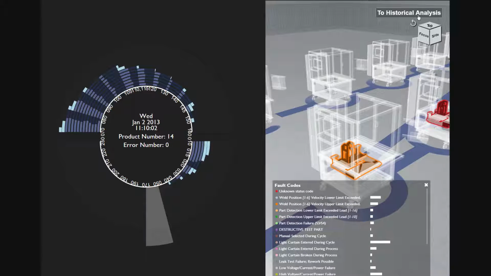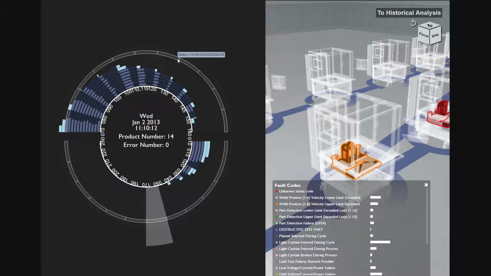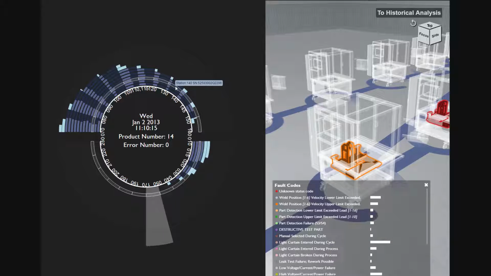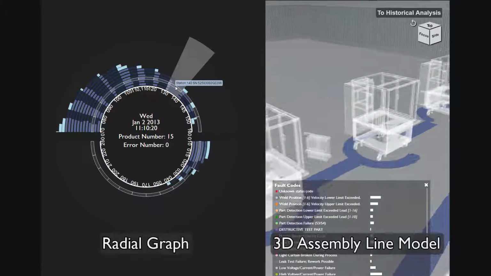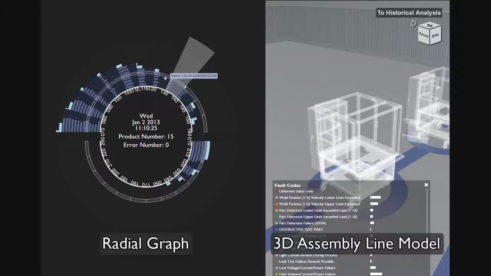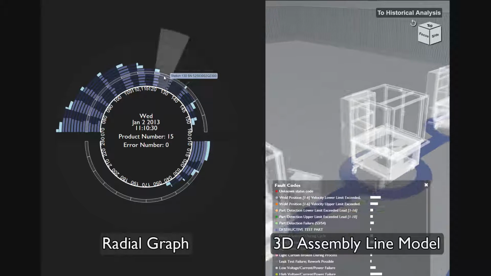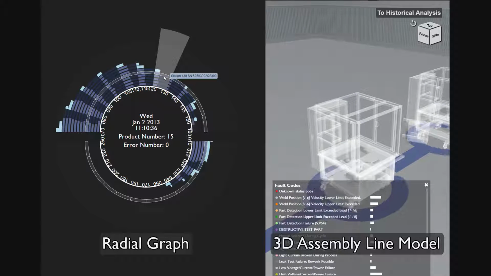The system also supports the tracking of real-time assembly line performance. It highlights the most critical information in real-time data to facilitate rapid response of operators and managers. On the left of the real-time monitoring panel is a 2D radial display, and on the right is a 3D visualization of the assembly line model.